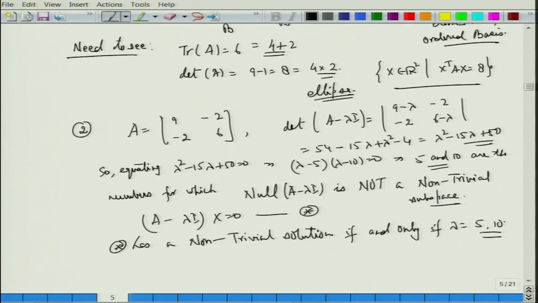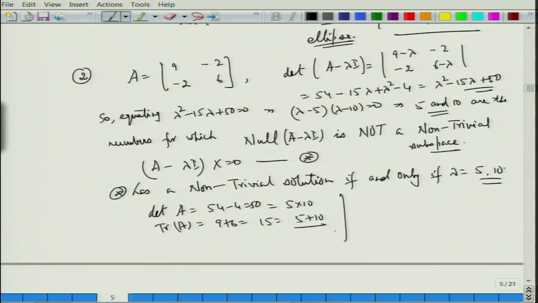Fine. Here again I want you to note: look at the determinant of A. Determinant of A is 54 minus 4, which is 50, which is the same as 5 into 10, and the trace of A is 9 plus 6, which is 15, which is the same as 5 plus 10.